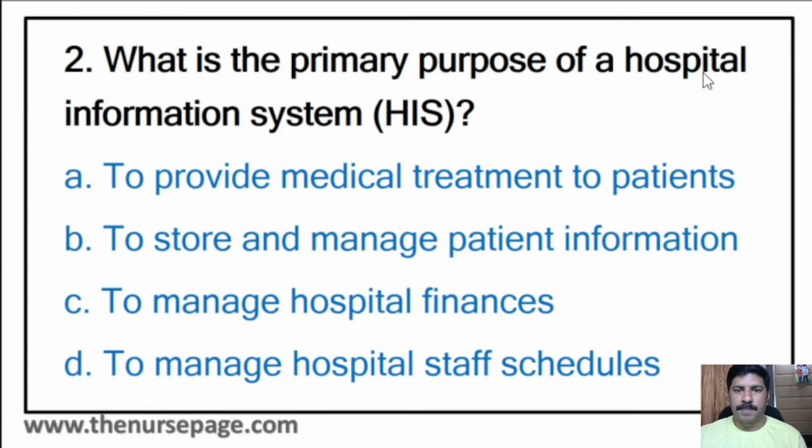What is the primary purpose of a hospital information system, or HIS? To provide medical treatment to patients, to store and manage patient information, to manage hospital finances, to manage hospital staff schedules. Here, the correct answer is to store and manage patient information. A hospital information system is mainly for storing and managing patient information.